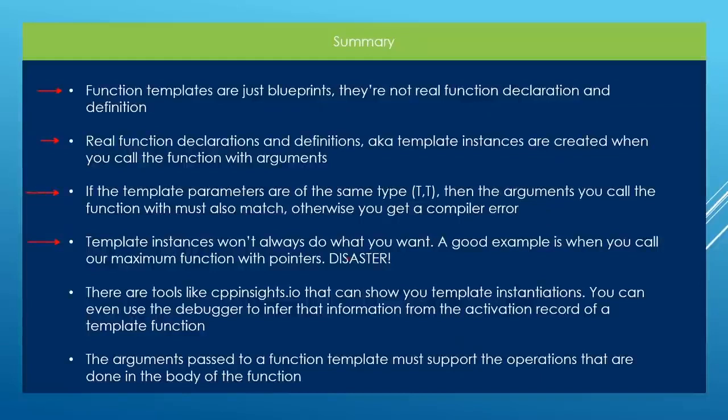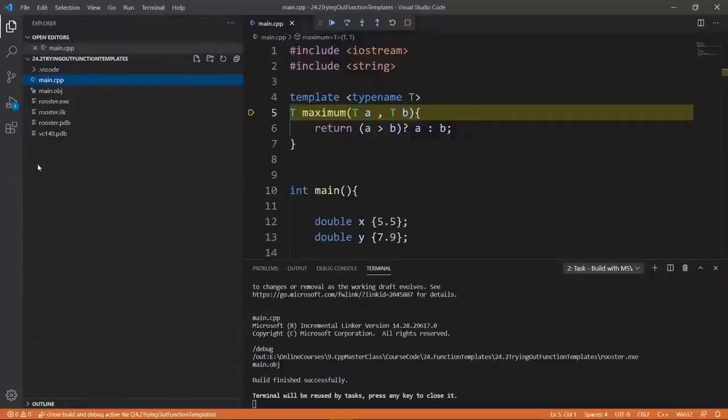Template instances won't always do what you want. A good example is when you call our maximum function with pointers. So let's go back and really see this, because I want this to cover as much as possible about function templates. So let's go back to our code and we're going to modify things a little bit.